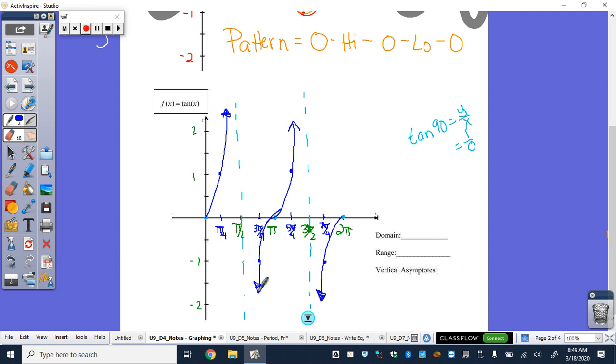So there is our tangent graph. 2 asymptotes. 45s are helpful for that one to help you figure out the pattern that goes along with it. So our domain for this one is that x cannot be pi over 2 or 3 pi over 2. Your range can be anything, so y is an element of the reals. And then our 2 vertical asymptotes.